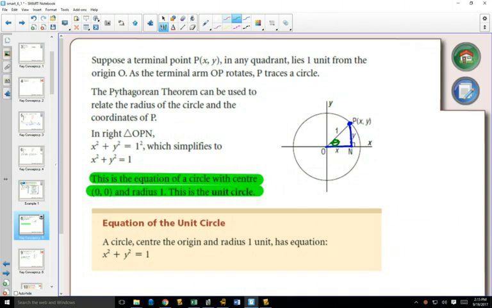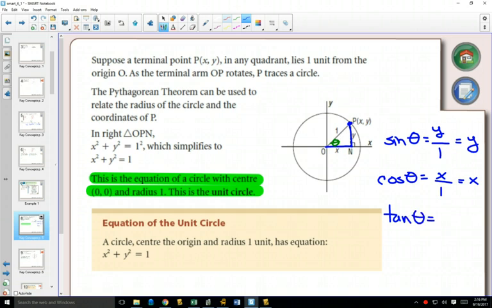So if we looked at sine of theta, it would be the opposite over the hypotenuse, which would be y over 1, which simplifies to just y. And cos of theta would be the adjacent over the hypotenuse, which is just x over 1, which is just x. And if we are doing two of them already, we may as well write tan of theta as well. Tan of theta would be opposite over adjacent, which would just be y over x.